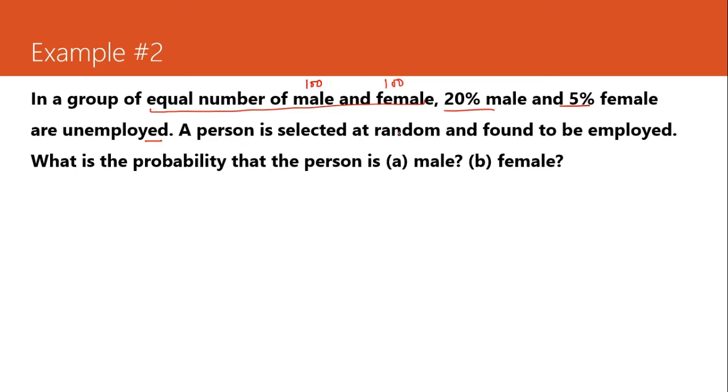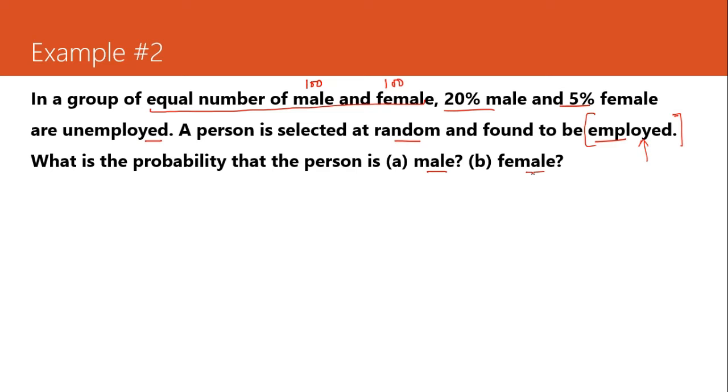A person is selected at random and found to be employed. Okay, now this is the information that is given to us. You selected a person and you found that the person is employed. It means that we already have one piece of information, that the person is employed. That's why this problem is related to conditional probability, because some information is already available to us. Now what is the probability that the person is male? Second, female. We have to figure out the probability that the person is male or female.